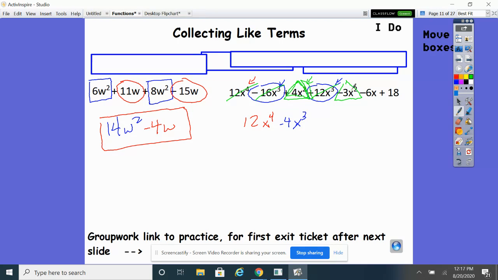Positive 4, take away 3x squared. I think that's going to be 1 left, 1x squared. Lastly, I've got a negative 6x, and nobody else looks like him. And positive 18, nobody else looks like him. And now I've done every term. I've put together everything I can. So that would be the final answer: 12x to the 4th minus 4x cubed plus 1x squared minus 6x plus 18.